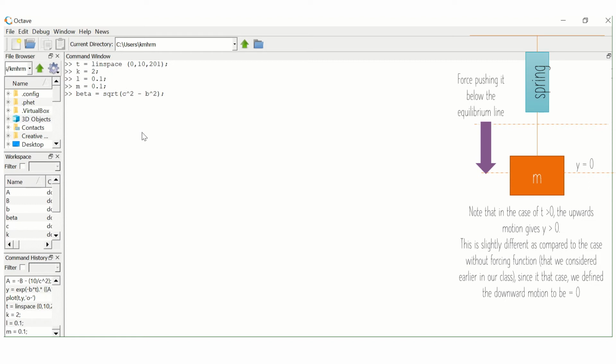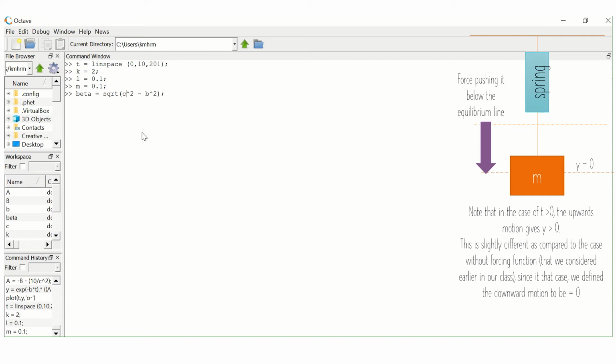I define it this way because in the equation we already have an imaginary number, the symbol i in front of the exponential term, right? So exponential i beta t. In this case, beta is a real number.